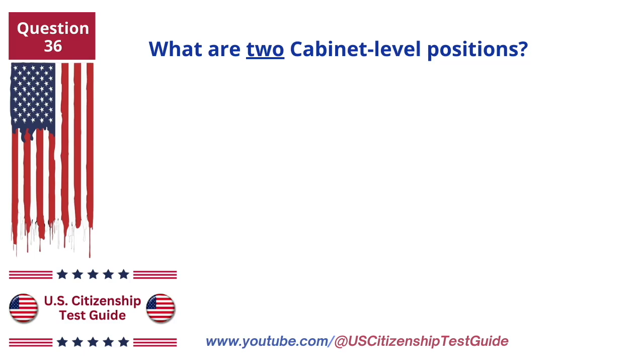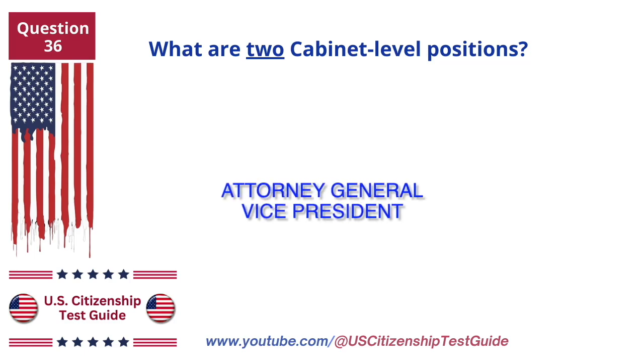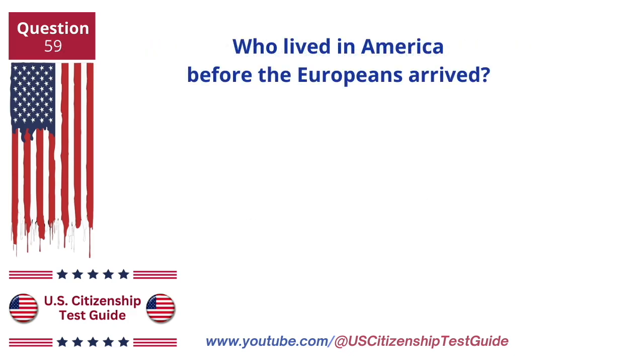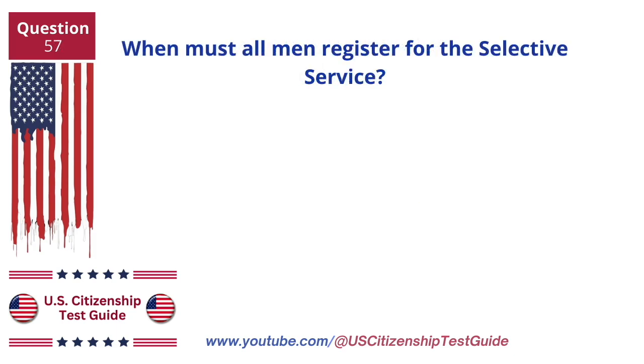What are two cabinet-level positions? Attorney General. Vice President. Who lived in America before the Europeans arrived? American Indians. When must all men register for the Selective Service? At age 18.